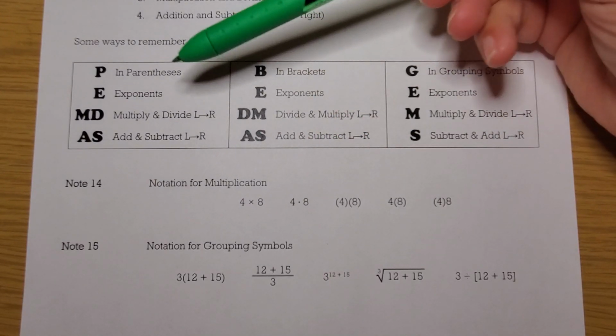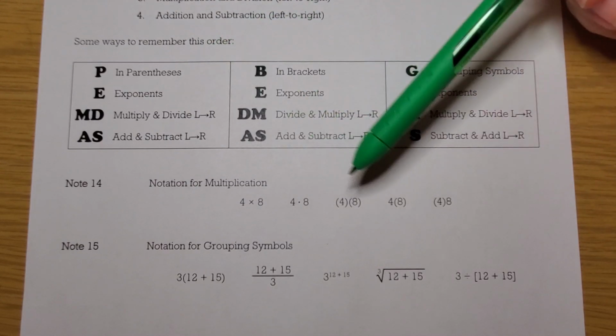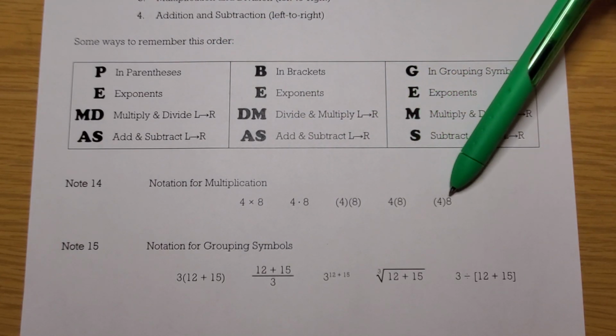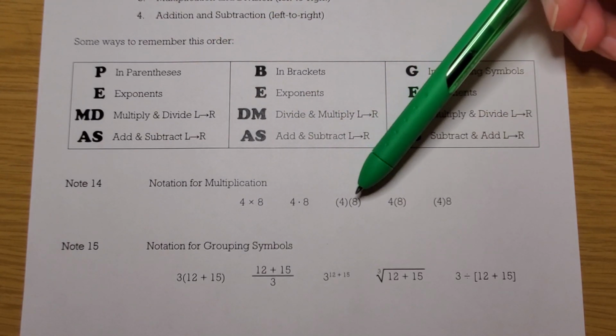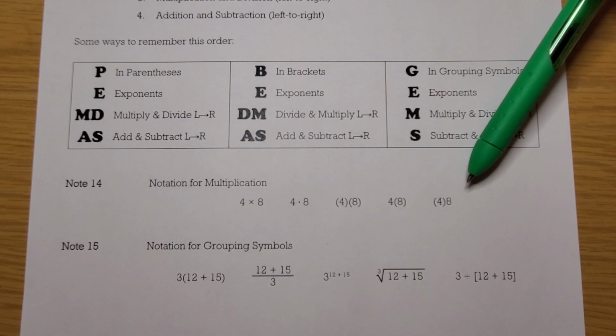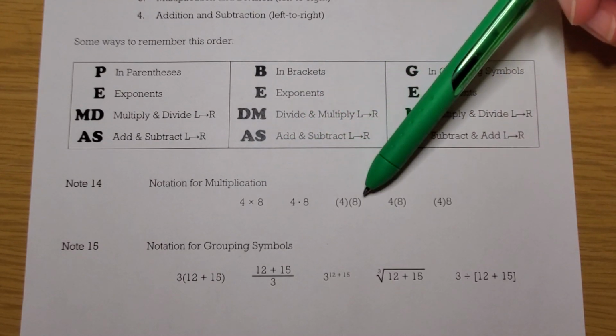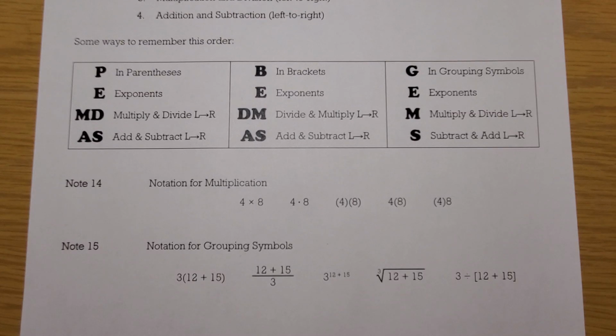This is another reason why I don't quite like PEMDAS, because in this case, these parentheses are not being used as grouping, they're being used as multiplication symbols. All 5 of these notations mean the same thing. They mean to multiply 4 and 8.